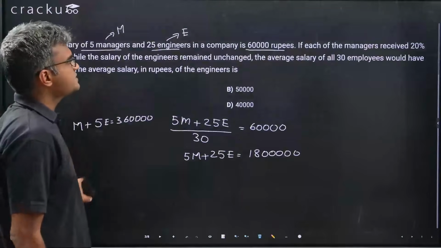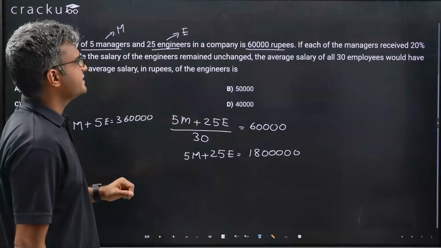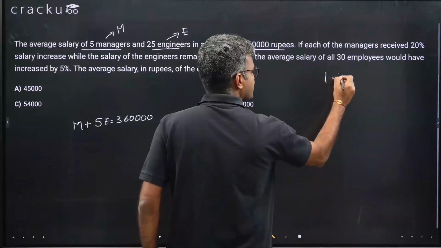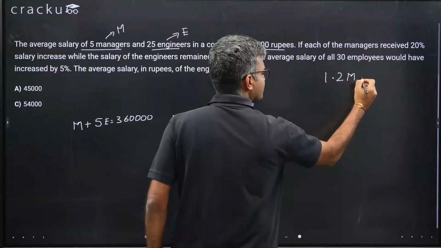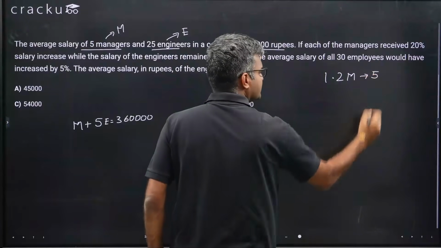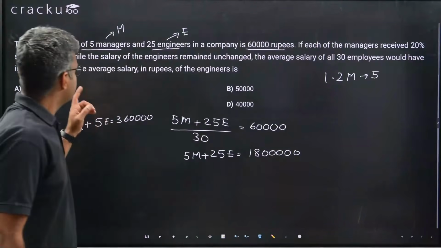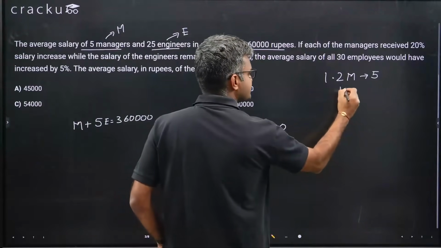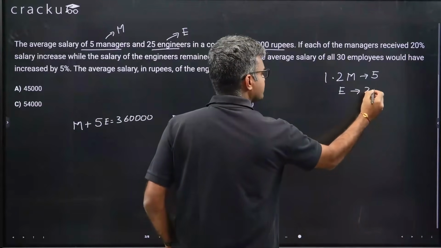Now what we are told is, if the managers receive a 20% increase, the average salary of the managers becomes 1.2M and there are 5 of them. And the salary of the engineers remains unchanged. So the salary of the engineers remains E and there are 25 of them.